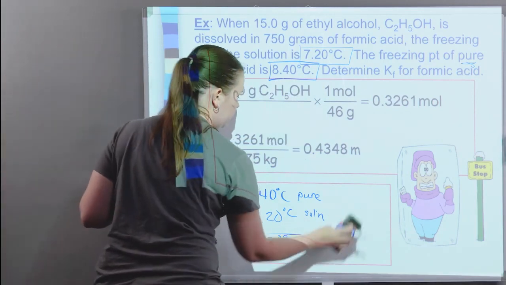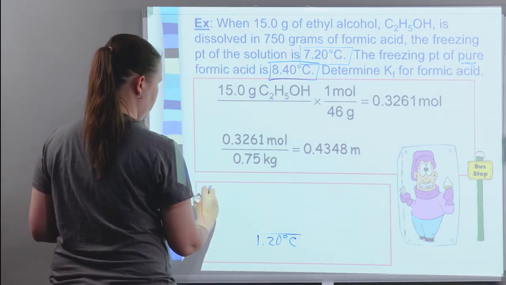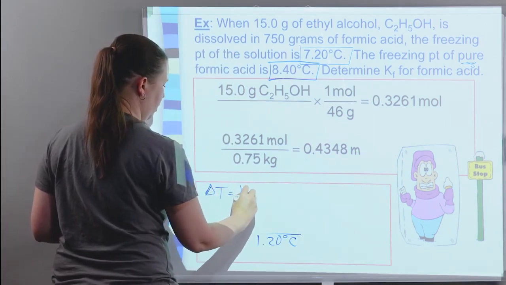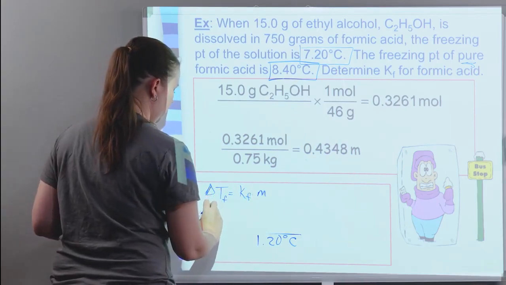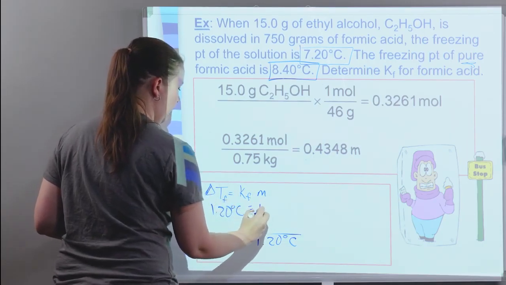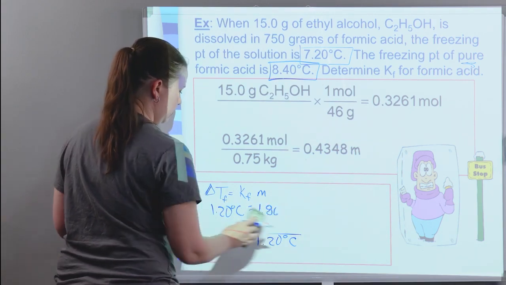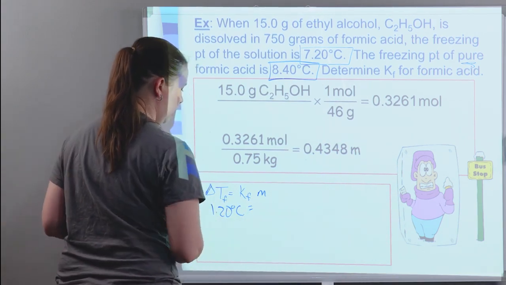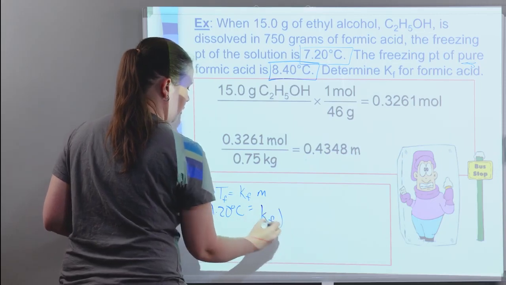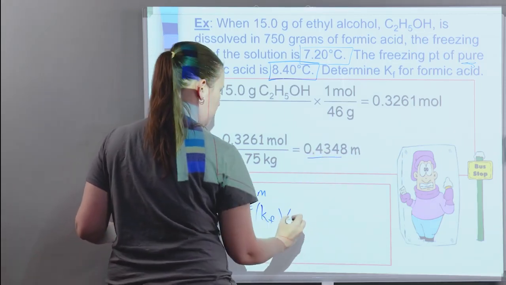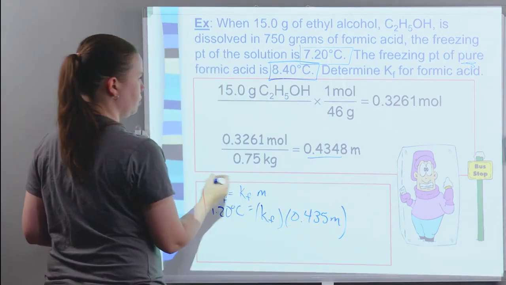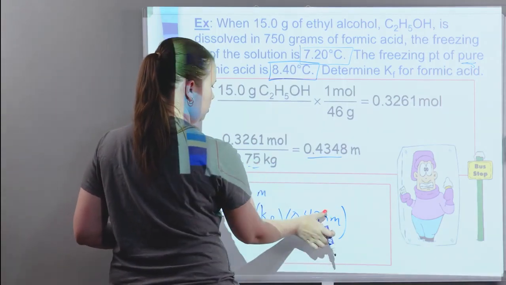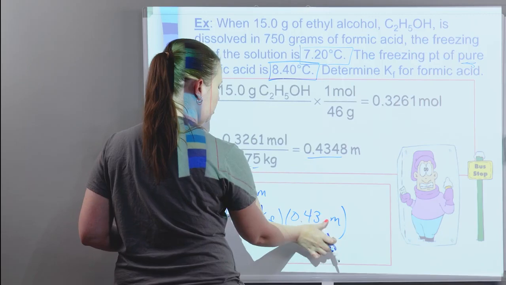So now I'm going to plug that into my formula, which was delta TF equals KF times the molality. And we just determined the delta TF is 1.20 degrees Celsius. The KF is 1.86. No, it's not. The KF is what we're solving for. Sorry, bad habit, because it is not water. And then the molality that we just solved for up here, 0.435 molality. Because this should have had 2 sig figs, so let's go 0.43 molality.